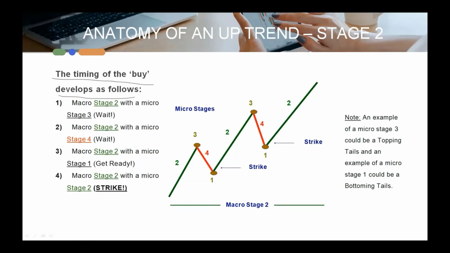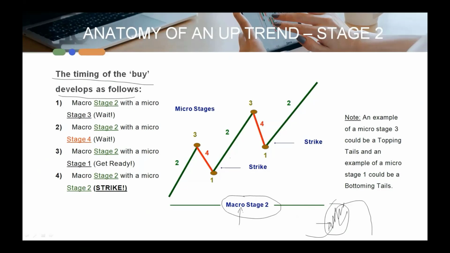So again, same thing here, macro stage 2. That's a given variable. So monthly, weekly, daily, what have you, is up. Okay, great, check. But that's very important, because the small time frames don't mean anything unless the macro picture, the higher time frames, are analyzed properly.